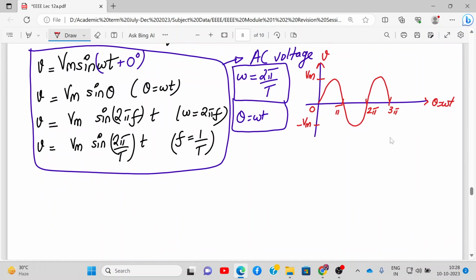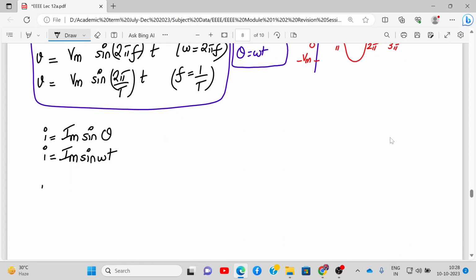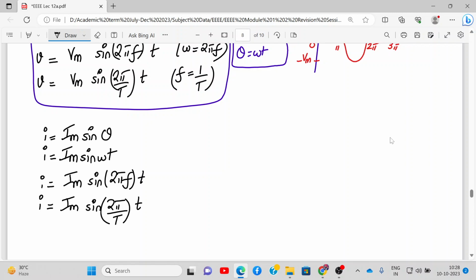Similar to it, we can write it for AC current, alternating current. So it is given by I equal to Im sine theta. We can rewrite it as I equal to Im sine omega t. Now instead of omega t, we can write I is equal to Im sine 2 pi f into t. Then I is equal to Im, instead of f, we can add 2 pi by T into t. Okay, so here theta is omega t, over here omega is 2 pi f, and over here f is 1 by T. So these are all the standard forms for alternating current.